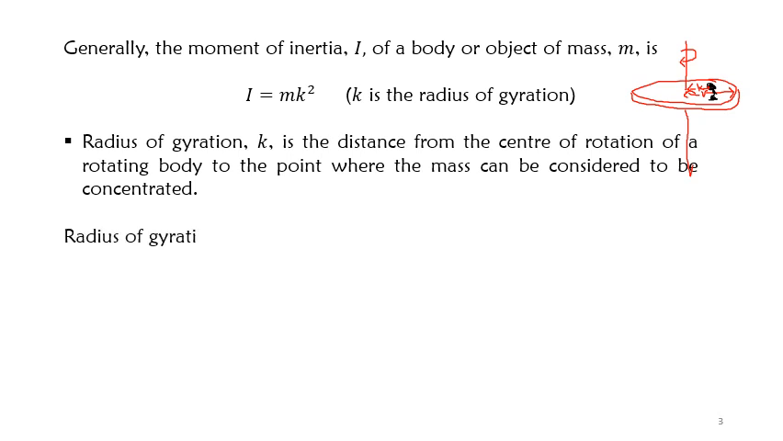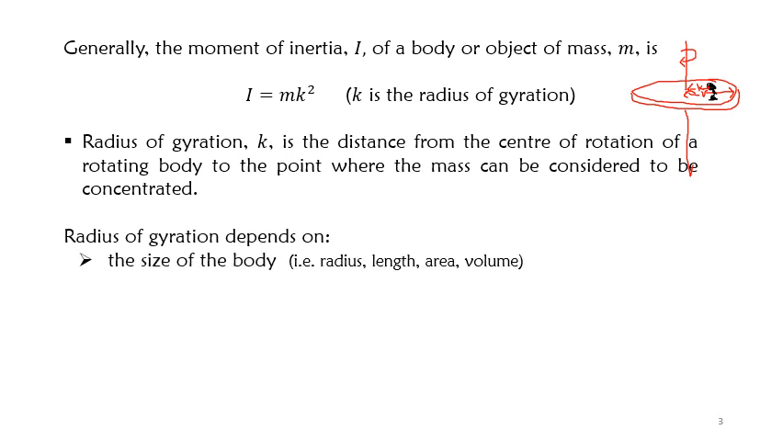Okay, so radius of gyration depends on the following: the size of the body. So we can have the same shape, but the radius will be different. The length, if it's like a rod, different. Area, a two-dimensional object, different. Volume, a three-dimensional object. So the size will affect the gyration. Okay, but all the dimensions are different.